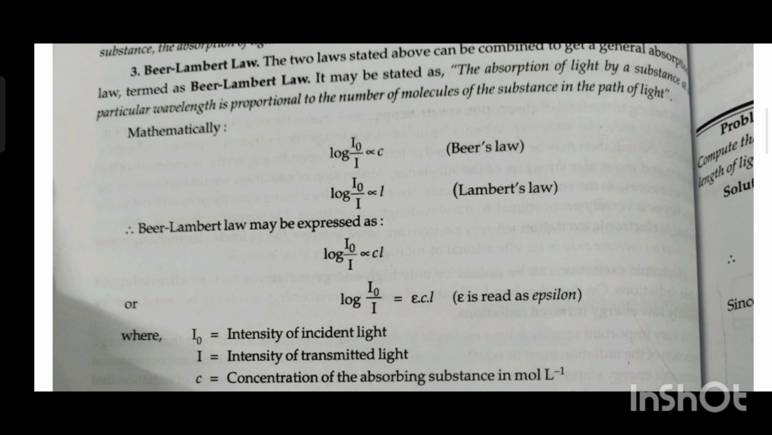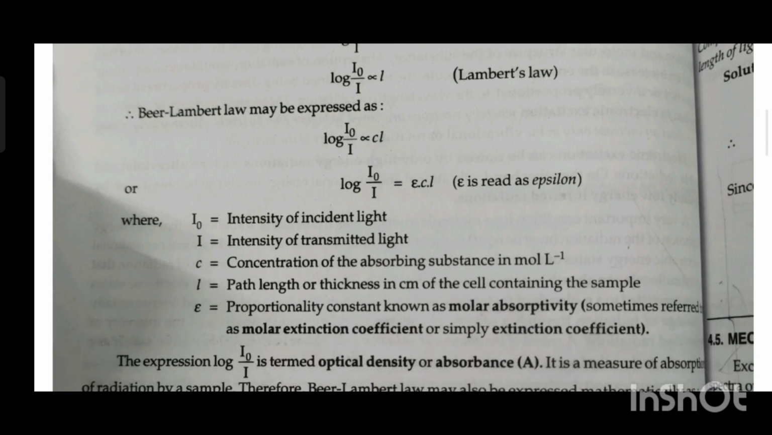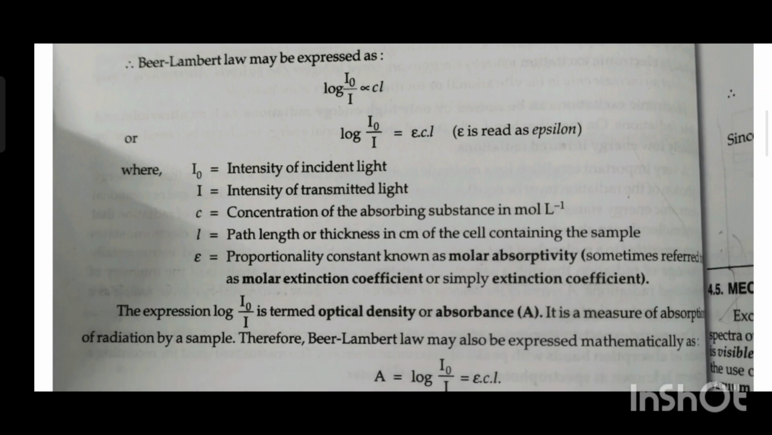Mathematically, the expression of the Beer-Lambert law may be given as follows. I naught is the intensity of incident light, I is the intensity of transmitted light, C is the concentration of the absorbing substance in mole per liter, L is the path length or thickness in centimeter of a cell containing the sample, and epsilon is a proportionality constant known as molar absorptivity, sometimes referred to as the molar extinction coefficient or simply the extinction coefficient.